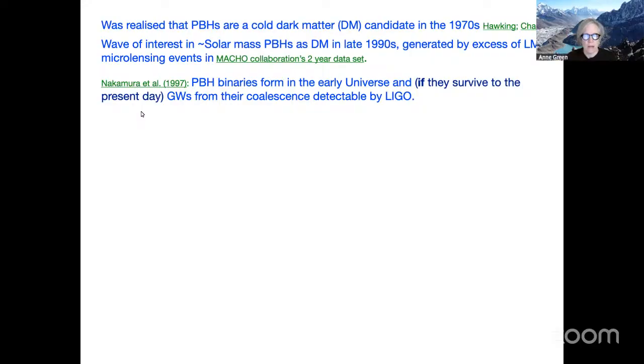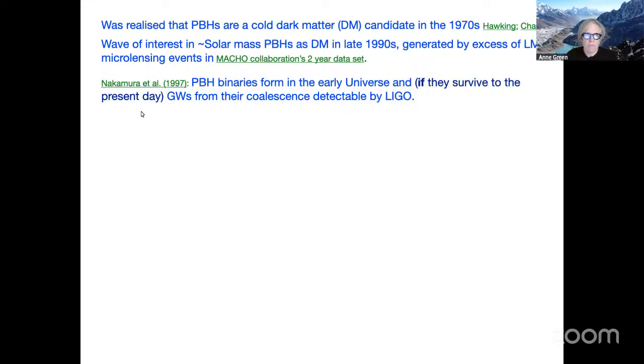So it was realised that primordial black holes are a viable cold dark matter candidate in the 1970s. One of the very early papers by Stephen Hawking mentioned that. And there was a first wave of interest in the possibility that solar mass primordial black holes could be the dark matter in the late 1990s. And that was due to an excess of microlensing events seen towards the LMC that would be produced by roughly solar mass objects. There were too many of them for them to be stars or stellar remnants due to Big Bang nucleosynthesis arguments. And so the suggestion was that they could be primordial black holes. However, with future surveys, that excess wasn't confirmed, and so the interest faded a bit.